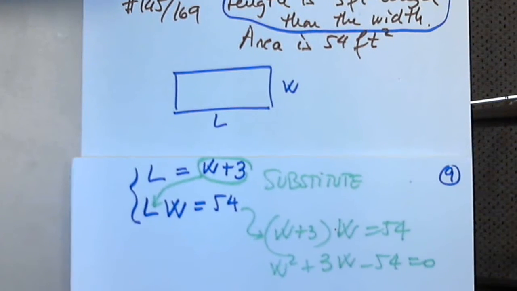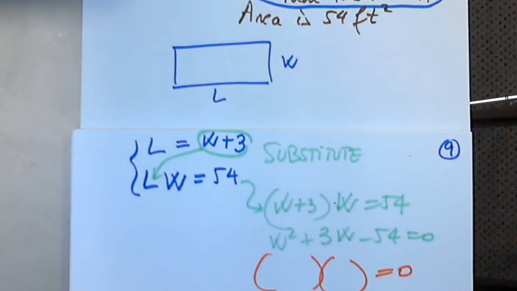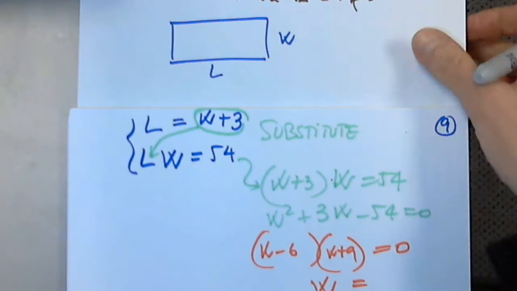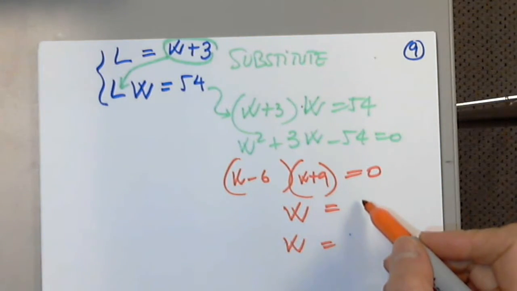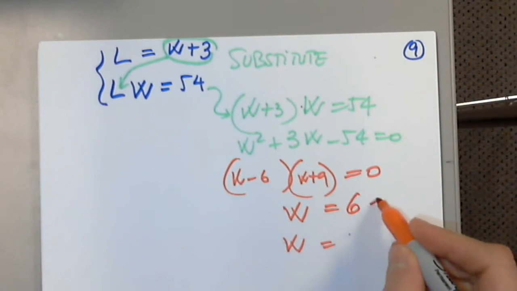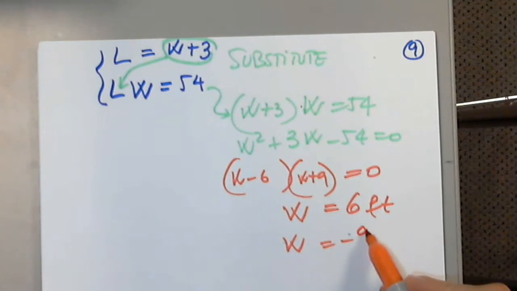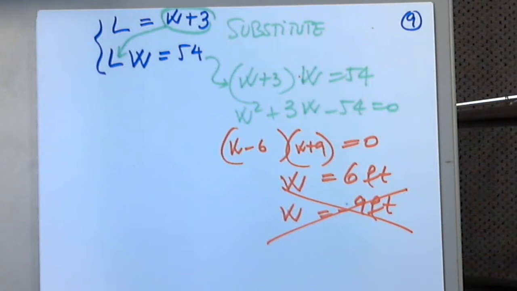But it only takes a blink to factor. So how do I factor? Awesome. So then there are 2 possibilities for W. What are the possibilities for W? From here, 6 feet. And from here, negative 9 feet. And this one is not an option. A distance cannot be negative 9 feet.